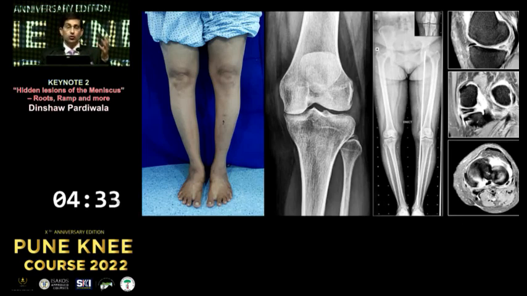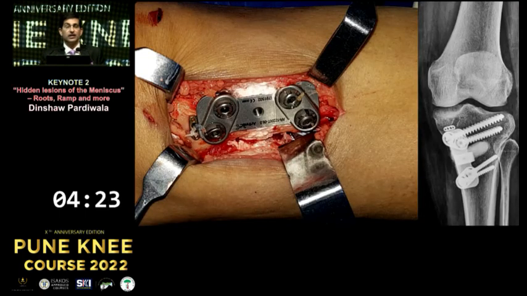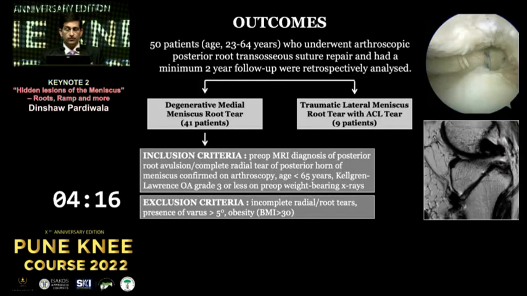You could do a root repair with a high-tibial osteotomy. So any malalignment in varus that is significant, I think, is worthwhile that you go ahead and do a root repair and at the same time consider an osteotomy. Because if you don't offload that medial compartment, then this is likely to fail.